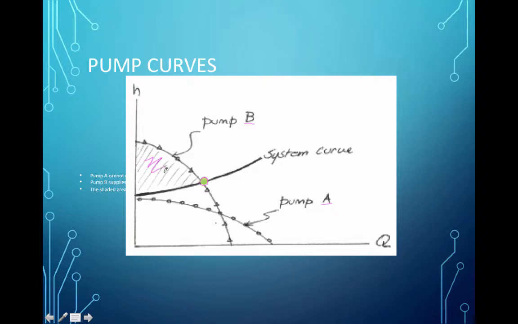But this area all in here, that pump could be used. It generates more head than is necessary, and so we would, in some sense, be wasting energy. But the point is Pump B can operate anywhere along that system curve and provide enough head. What to do with the excess head is a different issue.